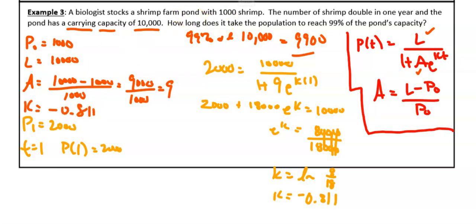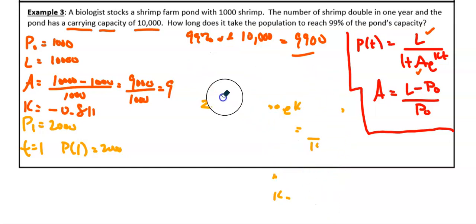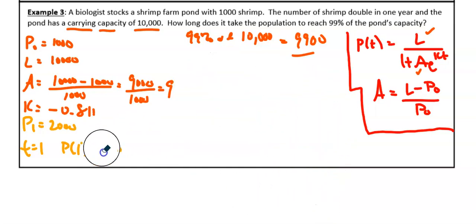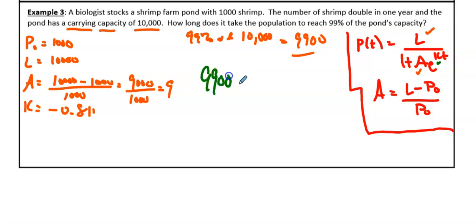And so now we have all the information that we need to solve our problem. Let's go ahead and do that by putting things together. We have the L, we have the A, and now we have the K. So we want to know P of T is equal to 9,900, and we want to know what the T is. So what T value is this?